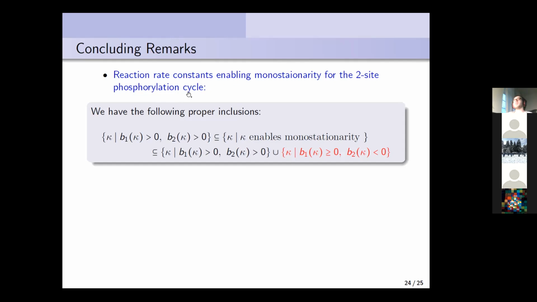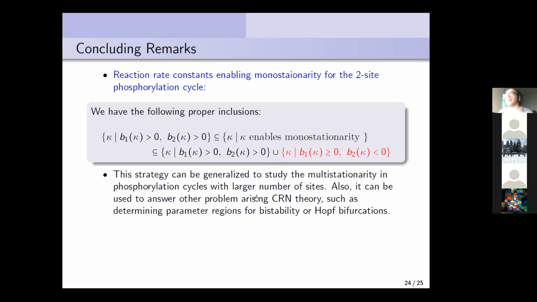So as concluding remarks, I want to say a few words. What we did here is that we gave a specific symbolic condition for monostationarity in the 2-site phosphorylation cycle. We showed that whenever B1 is positive and B2 is negative, then the monostationarity region also has some kappa parameters that satisfy it.